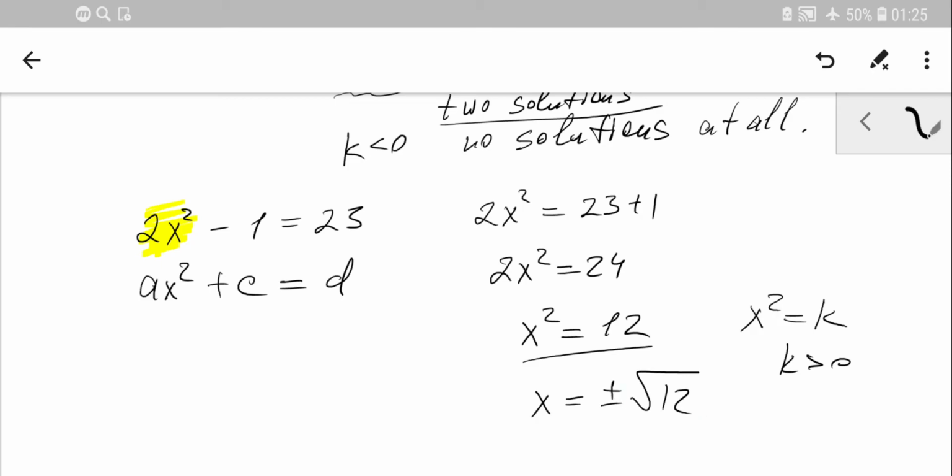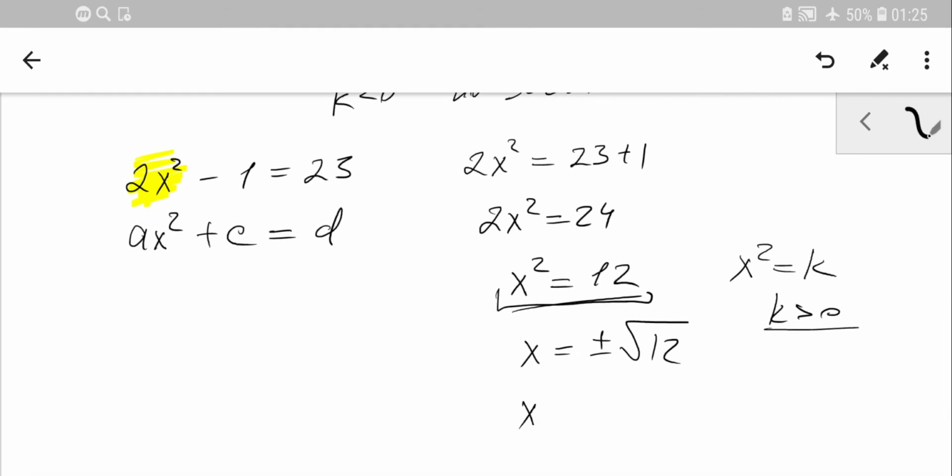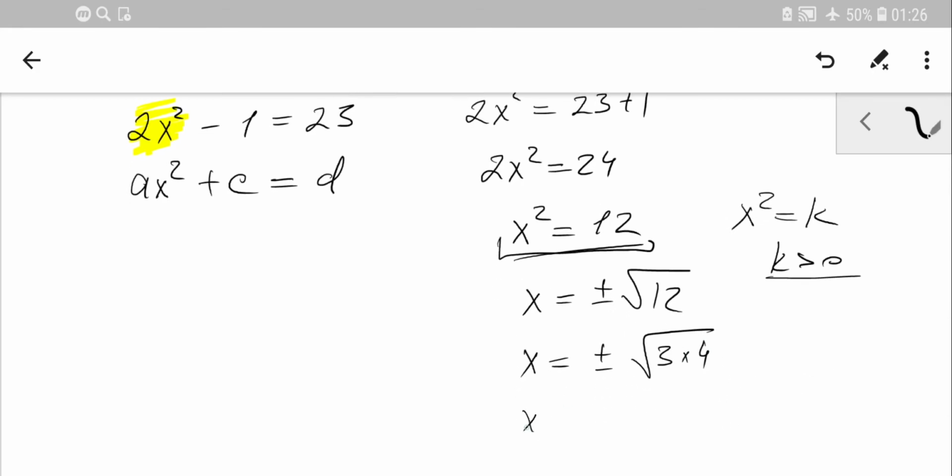So keep in mind that quadratic equations should have at most 2 solutions. It might have, of course, 1 solution. It might have no solution at all, but the maximum value is 2. So if it's a proper equation with k more than 0, we'll definitely get 2 solutions. Okay, however you can simplify the result. Square root of 12 is simply square root of 3 times 4, so it's going to be plus or minus 2 square root of 3. All right, that's the solution.